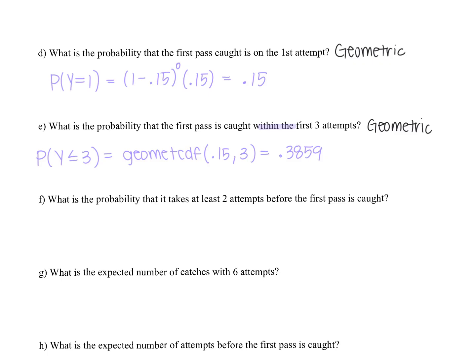3 is small enough that if you wanted to do each one individually, you could. You could do the probability that it happens on the first, then the second, then the third, and add them all together. But again, you can just do geometcdf.